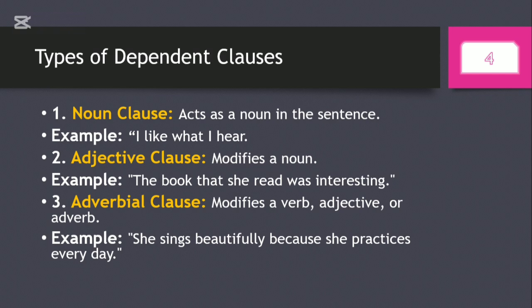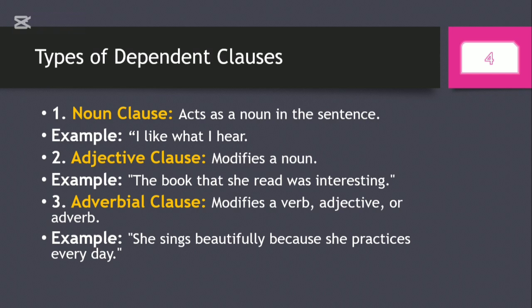An adjective class is equal to the adjective definition, right? An adjective modifies a noun. Example: the book that she read was interesting. The book is the independent part. That she read was interesting describes the book. This is called an adjective class.